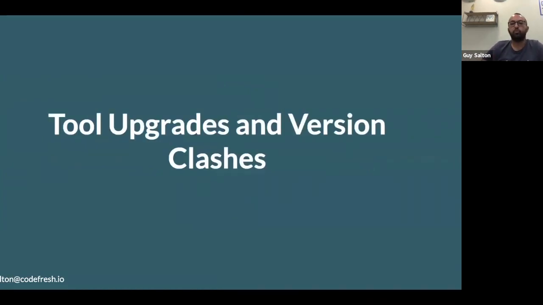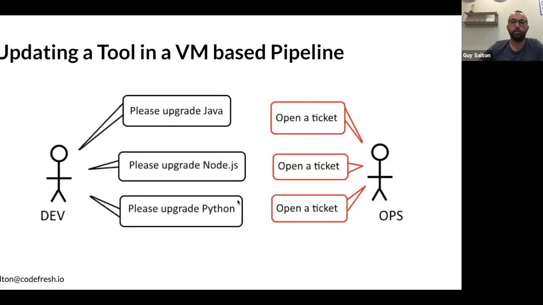Now let's talk about tool upgrades and version clashes, and this is also a very interesting topic. So before we said, maybe we had a developer asking to add an additional tool. Now let's say I'm a developer and I need to use a newer version of Java for my application. So with a VM-based platform, I have to go to my operator and say, hey, please upgrade the version of Java. The current build node doesn't have the latest version. So I have to open a ticket.